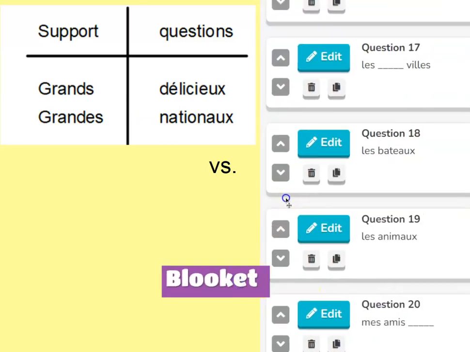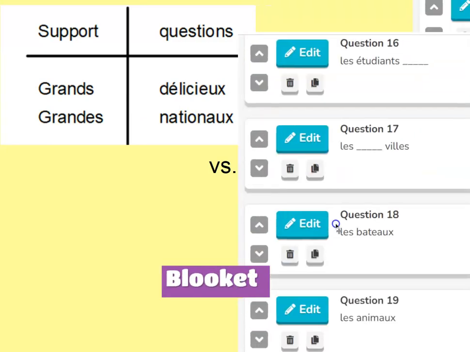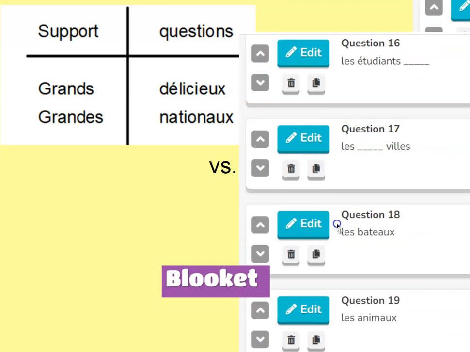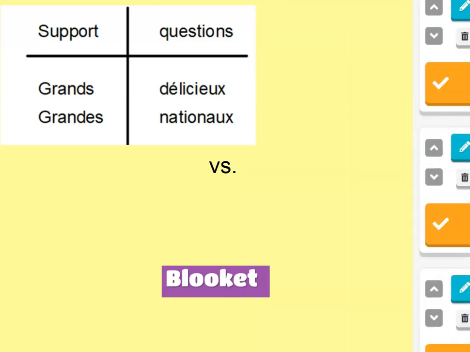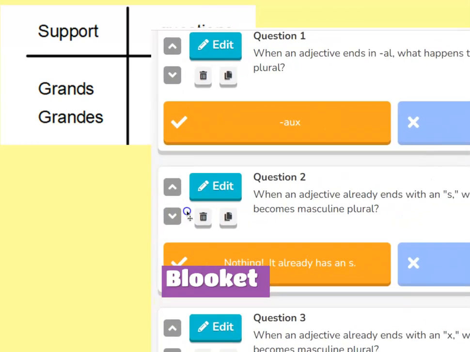And here's Blooket. Blooket is a lot of fun. Blooket is great. I can put all my drill and kill in Blooket, and the students don't even know that they're being drilled and killed. And then I can even put my metacognitive questions in Blooket.